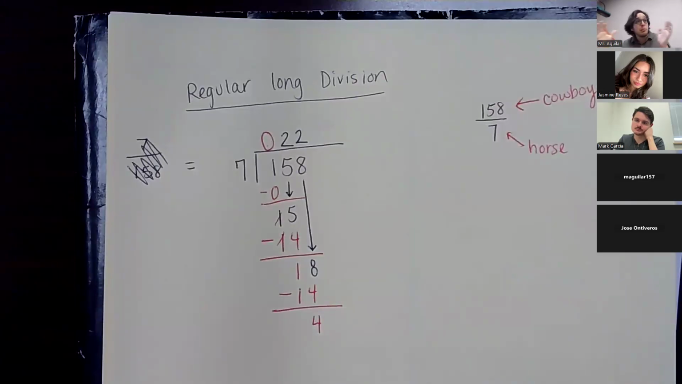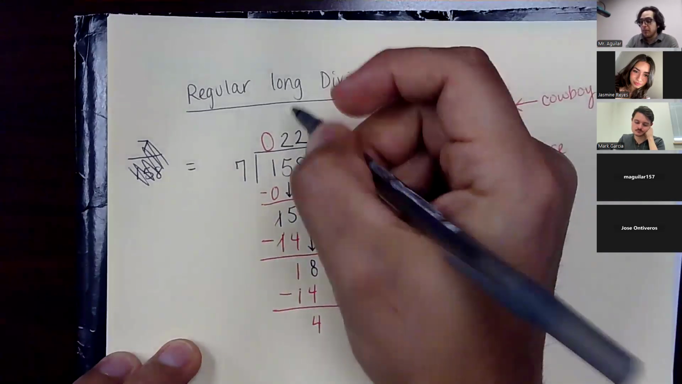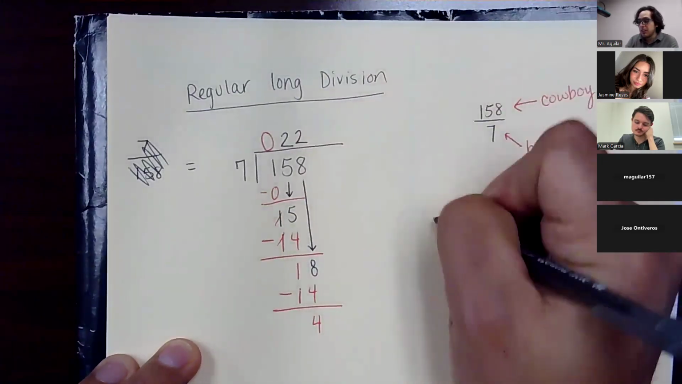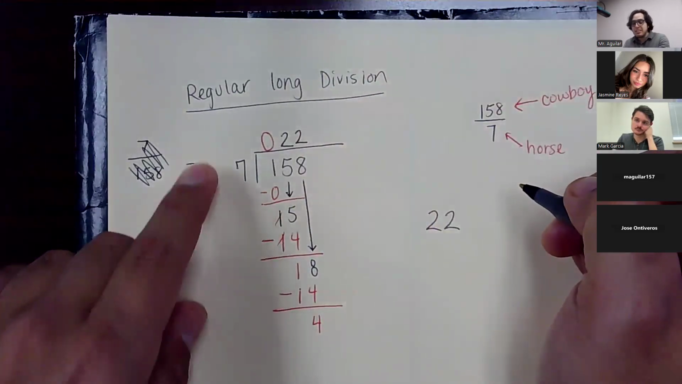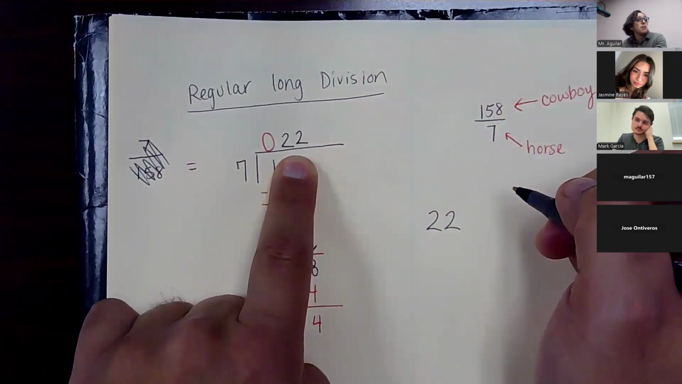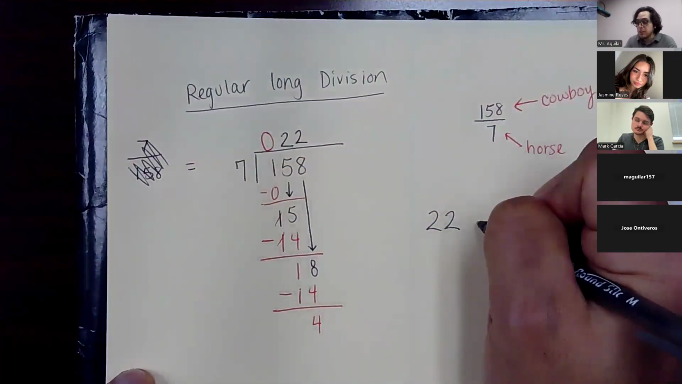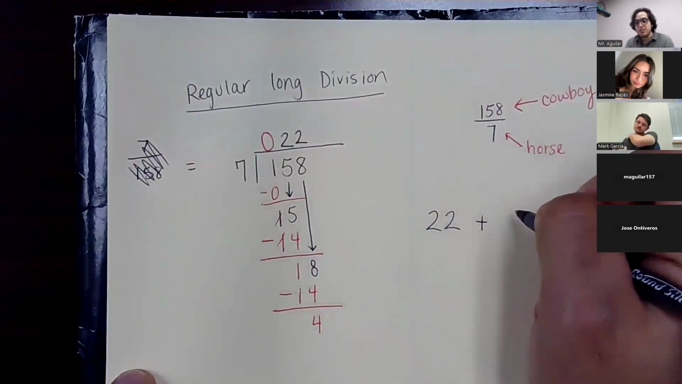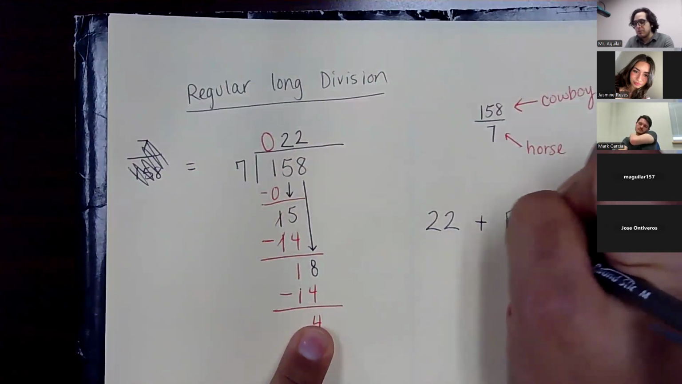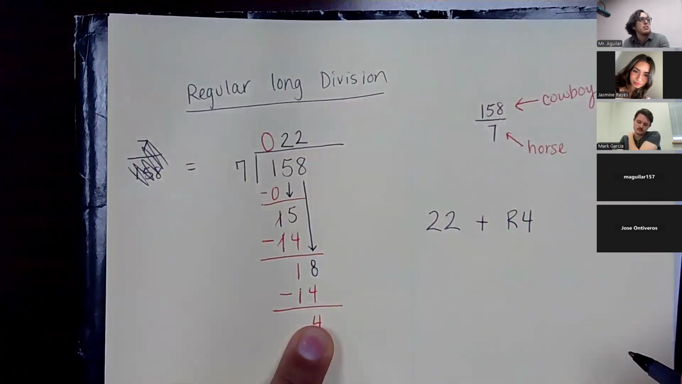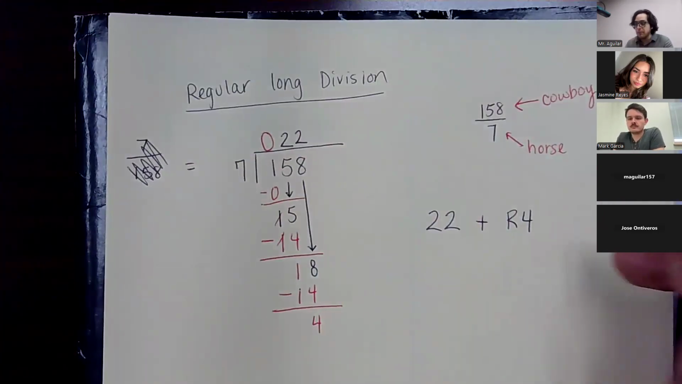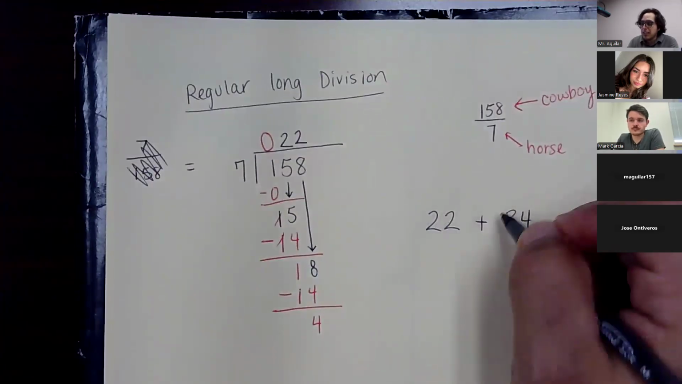Back when we were in elementary school, we said, okay, this is the quotient. This is my answer, 22. 7 goes into this number 22 times evenly. Then we would say plus a remainder of 4. So sometimes you would write R4 when you were in grade school. I don't know if you guys ever remember that. It might be too long ago since elementary school. I vaguely remember this, but we're not going to write it that way.